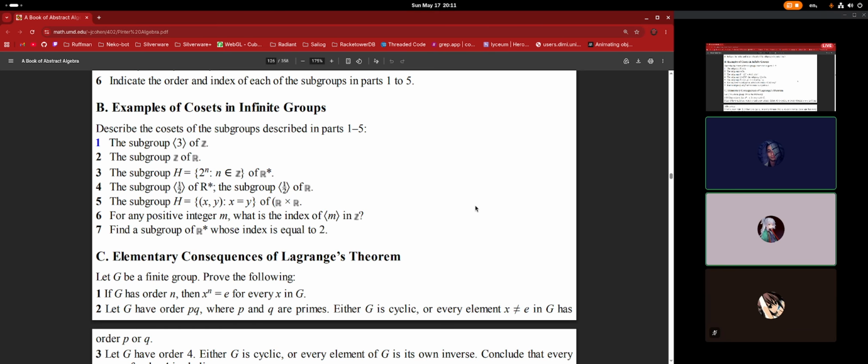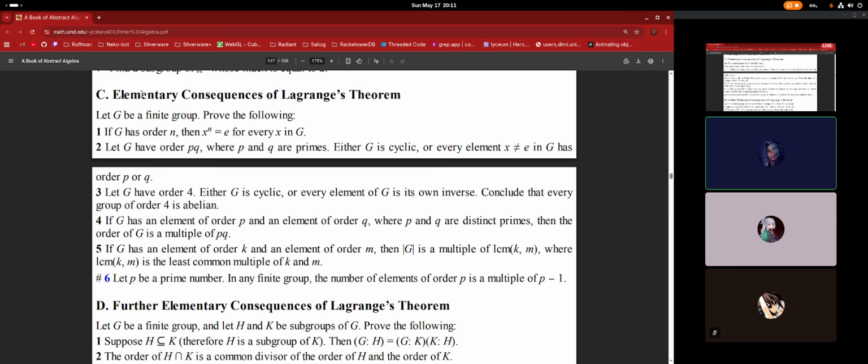Okay. And the cosets of that are basically the multiples of 3, the multiples of 3 plus 1, and then the multiples of 3 plus 2. Yeah, because with anything else you're going to be repeating yourself, right? Yeah. Okay. Cool.